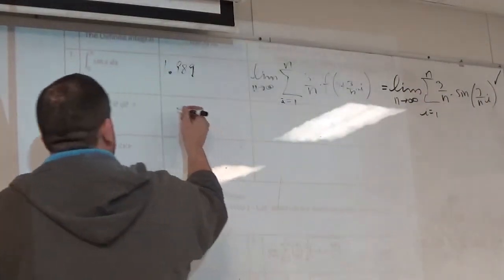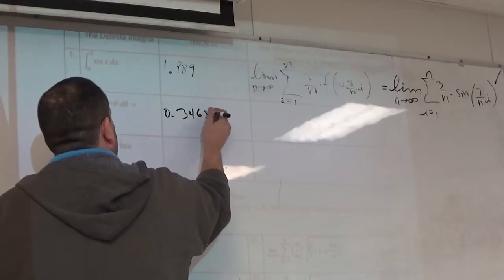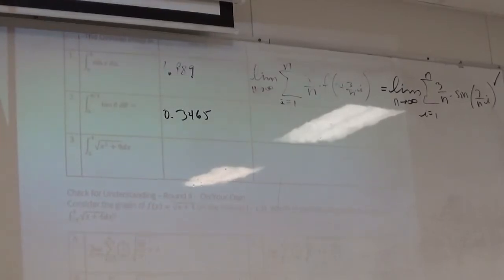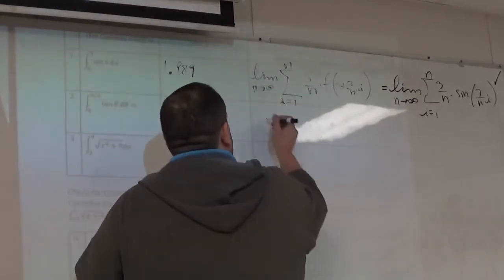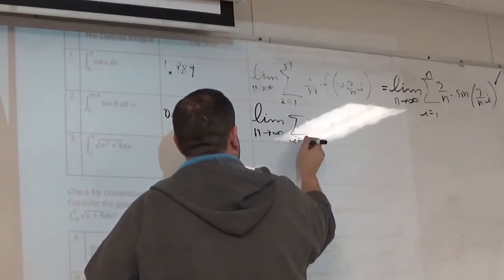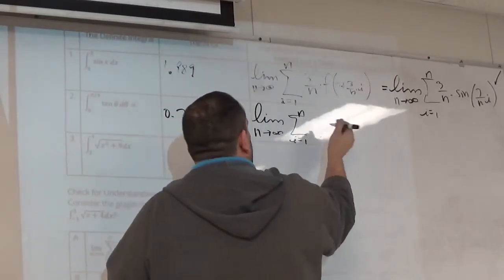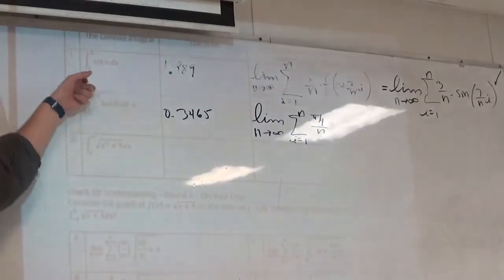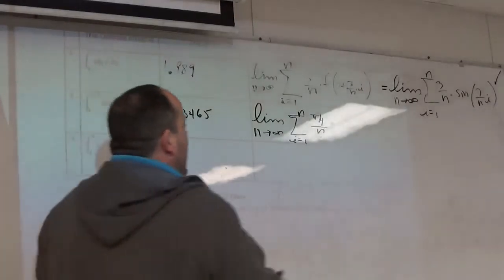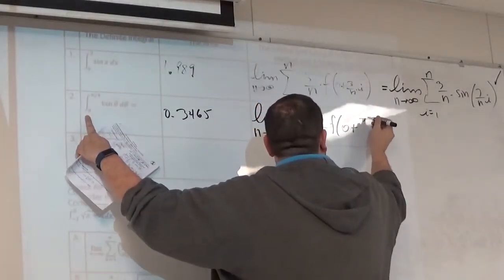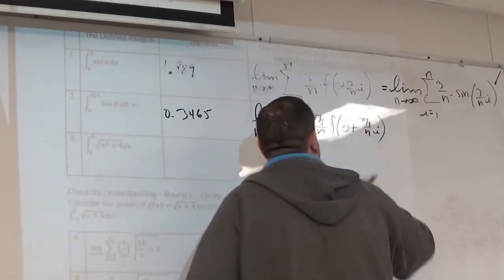All right, friends, number 2, if all goes well, 0.3465 on your calculator. That requires no thinking on anyone's part. Okay, then limit as n approaches infinity. You're doing a sum from 1 to n. What's the width? Pi over 4 divided by n. B minus a divided by n. F of your start plus pi over 4 divided by n times your counter.